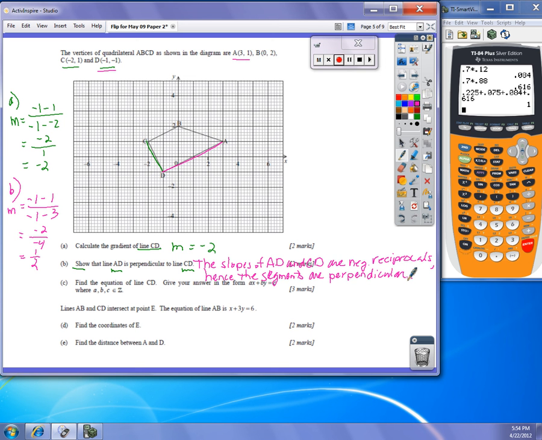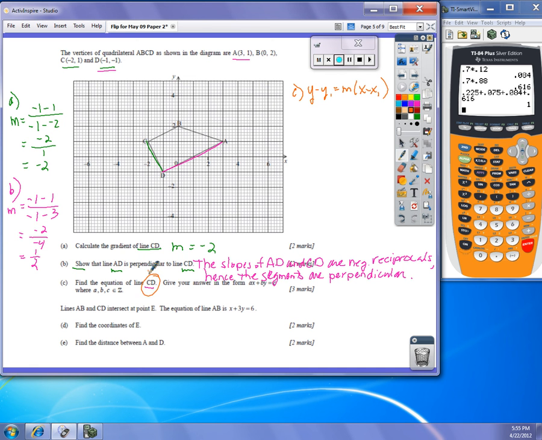Okay, then it asks us to find the equation of line CD. To me, the easiest way to do that is to use the formula y minus y1 is equal to the slope times x minus x1. You don't have to do that. If you want to go through the rigmarole of finding the y-intercept, that's totally fine. I don't like to do that. So right here I know that, what am I doing?